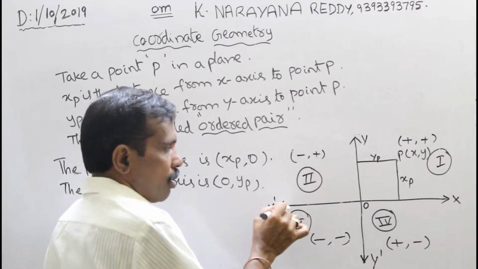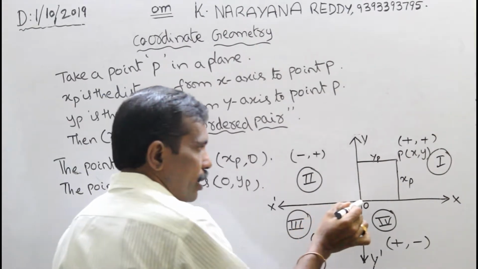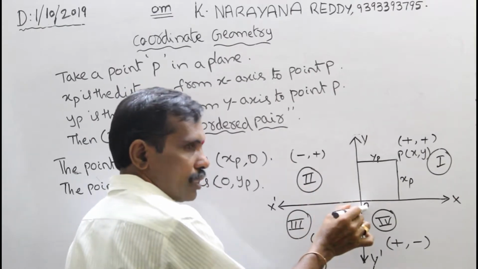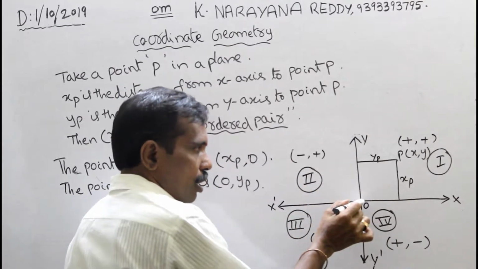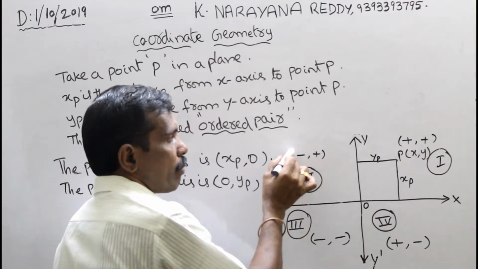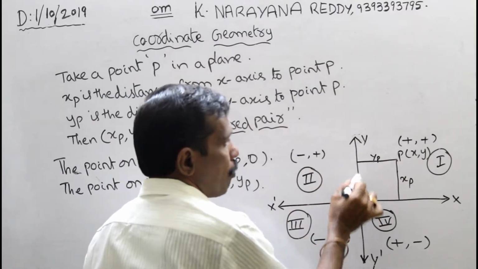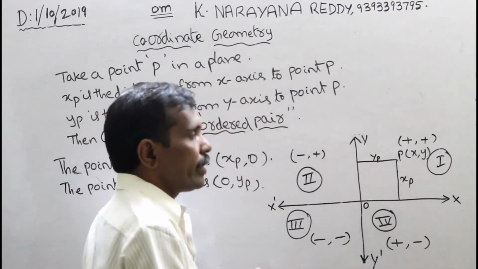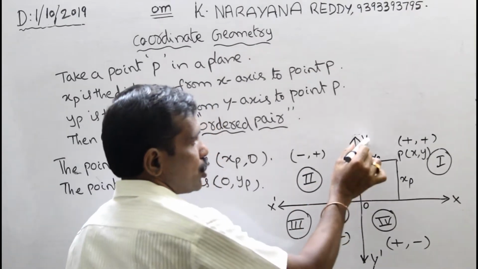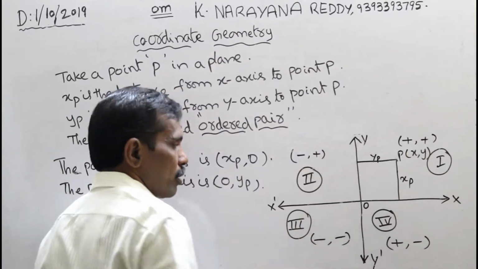In the same manner, in the second quadrant or second foot, the x value is minus. Why? Because on the horizontal line x-axis, left of the origin, the intersecting point, the x-axis has minus values, so we are taking minus. And the upper side of the origin on the y-axis is positive. That is why we are taking minus plus.